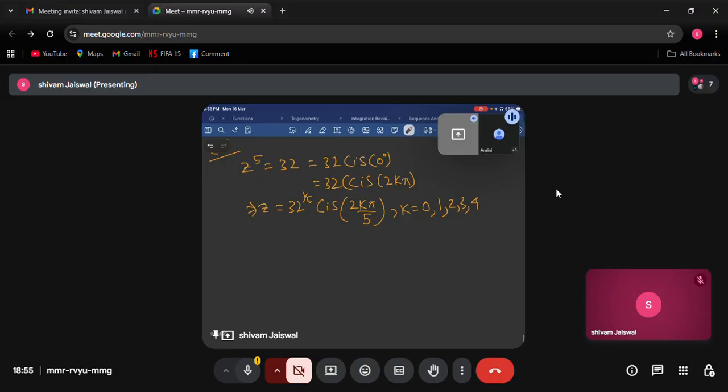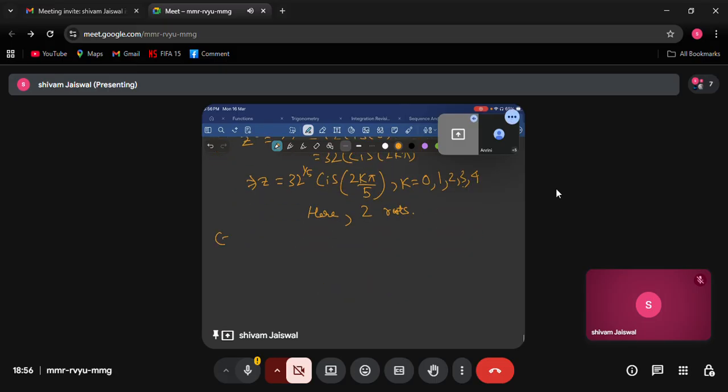For k equal to 1, it is 2 pi by 5. Cos 2 pi by 5 is positive or negative? Positive. For k equal to 2, 2 2s are 4, 4 pi by 5. Cos 4 pi by 5 is negative. So for k equal to 2, you'll get a negative value. For k equal to 3 also, you'll get a negative value. For k equal to 4, it will lie in the fourth quadrant. So over here, there will be 2 roots with negative real parts.